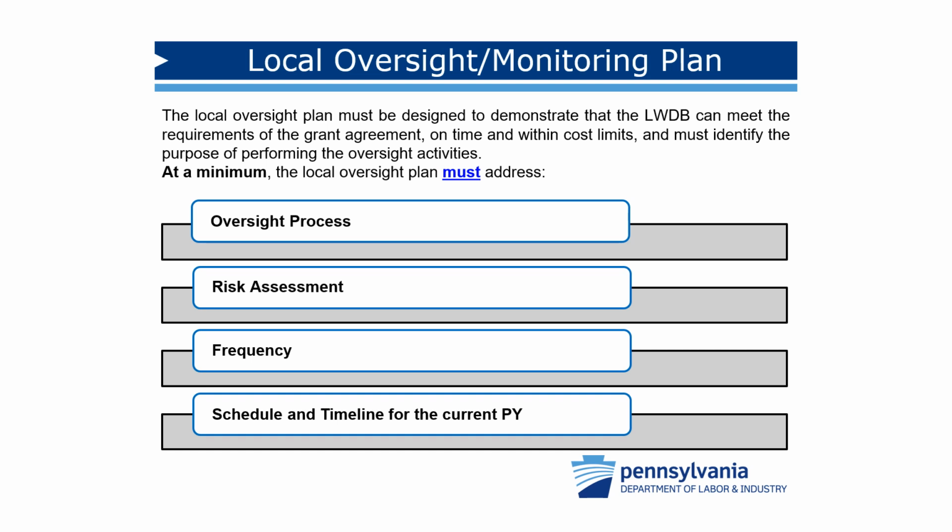Those are the required elements. However, local boards may choose to add additional monitoring factors and criteria, not required by L&I's oversight and monitoring policy, to its plan.